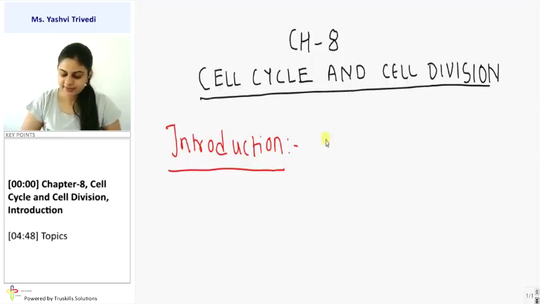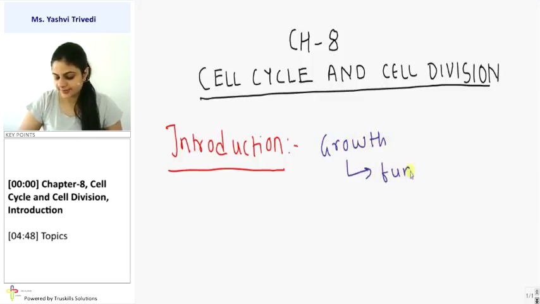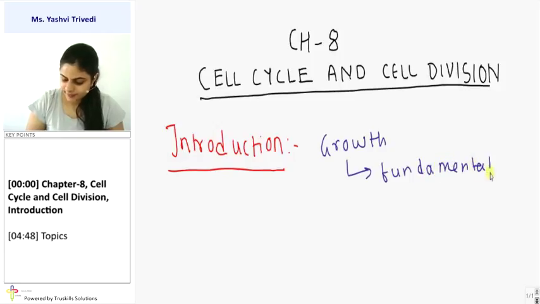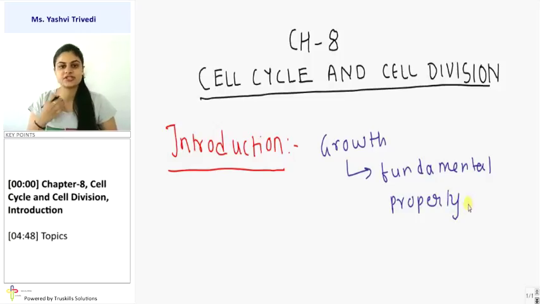Now as we all know, growth is the fundamental property of living organisms. Basically, the cell is a functional and structural unit of living organisms, and the growth of that cell from a single cell to a multicellular body is the main property of the body. Various processes are there for multiplying and dividing the cell, and various important events should take place for the growth of the particular organism into a multicellular body.